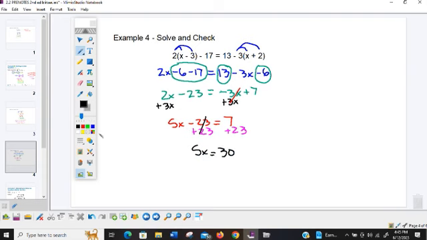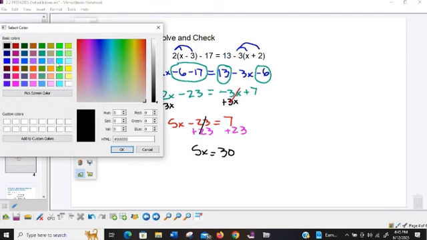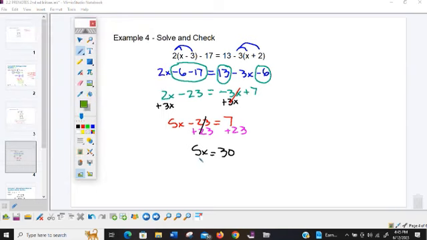And my last step to get the x by itself, I am going to need to divide by 5. They multiply by 5, so we divide by 5. 5 divided by 5 is 1, so I end up with 1x equals 30 divided by 5 is 6. Now, if you take this 6 and you plug it back in everywhere you have an x, you will find that it does work.